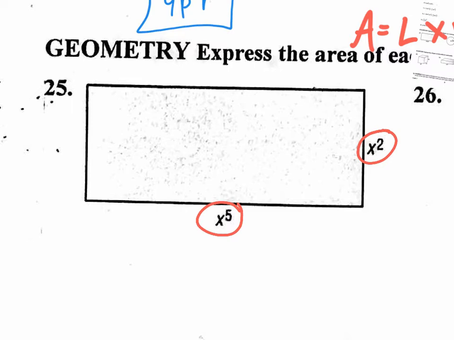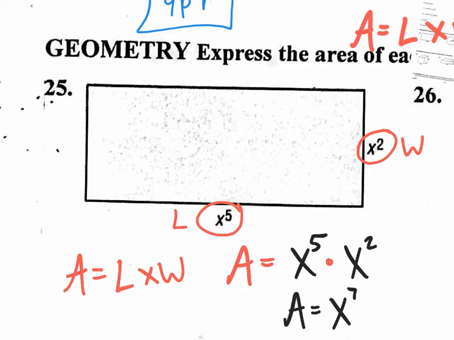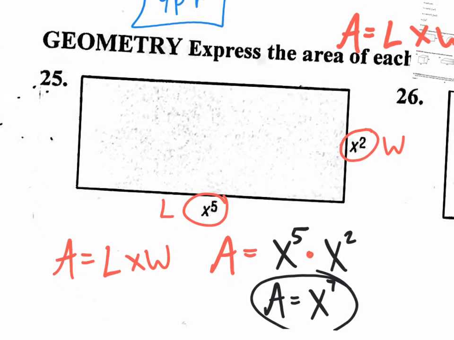So if you call this the length and you call this the width, and the area is equal to length times width, you're going to end up with the area being the length, which is x to the 5th, times the width, which is x squared. So the area is what? X to the 7th. Rule 1 says add the exponents. So the area is x to the 7th on number 25.